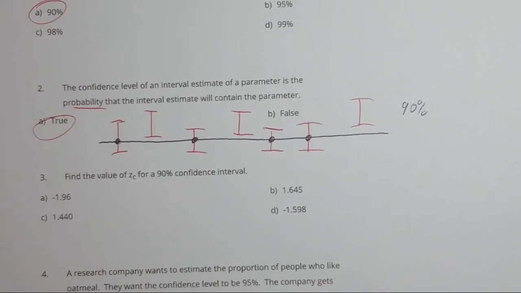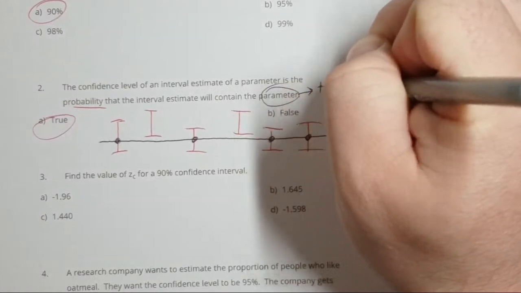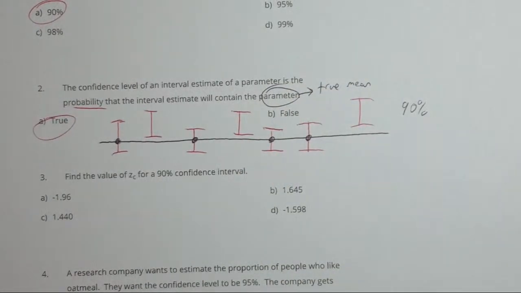In that sense, yes, you could say it's the probability of the interval estimate containing the parameter, the true mean. Remember, parameter goes with the population parameter. The whole interval estimate of a parameter thing, that's just fancy stat talk. But in general, yes, the confidence level is the probability that your interval estimate will contain the parameter. It's a weird way of putting it, but yeah. In general, you could say that you are 90% confident that your interval has captured the true mean.